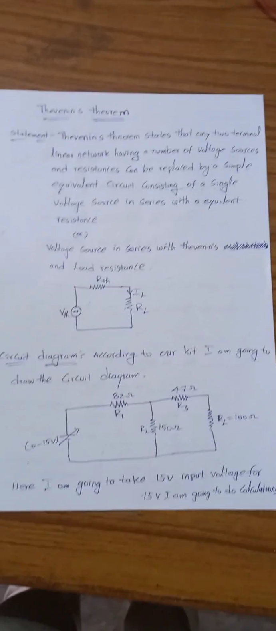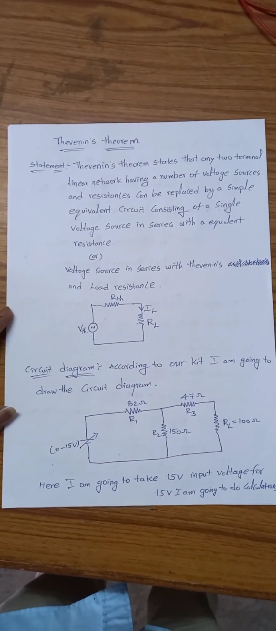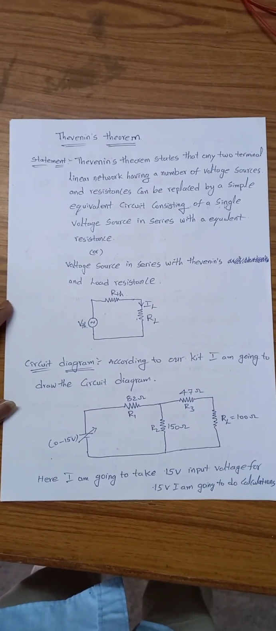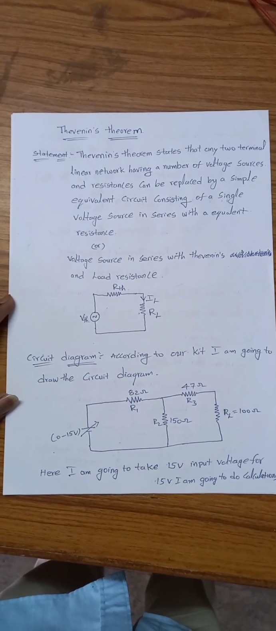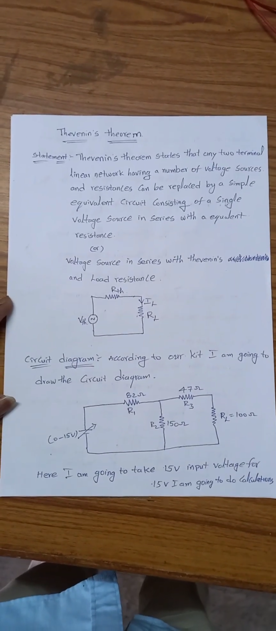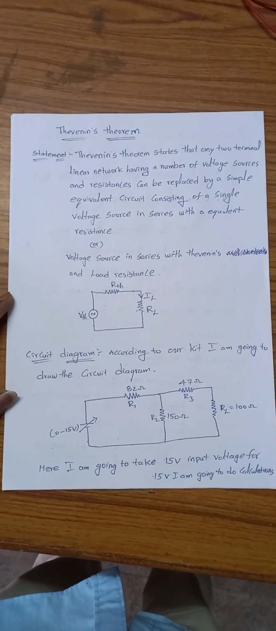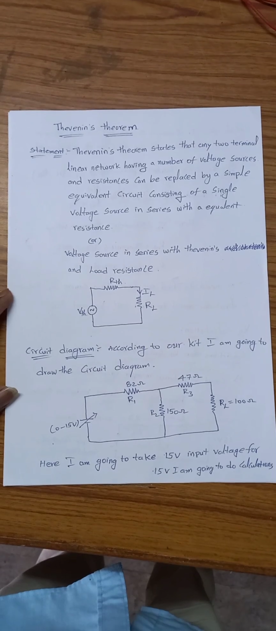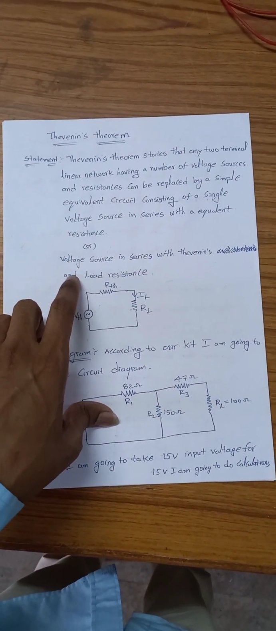You remember here, these are the theoretical calculations for Thevenin's theorem. Thevenin's theorem statement: Thevenin's theorem states that a two-terminal linear network having a number of voltage sources and resistances can be replaced by a simple equivalent circuit consisting of a single voltage source in series with an equivalent resistance. This is a very huge statement, but I have simplified that statement. I have written two lines.